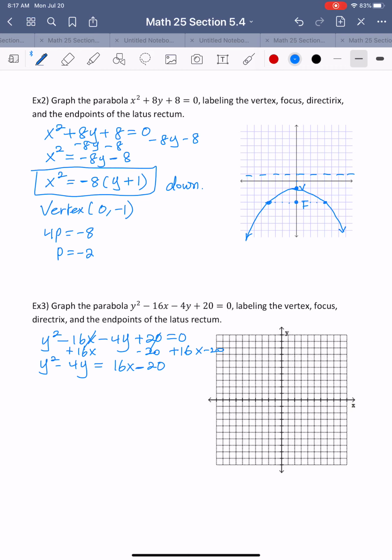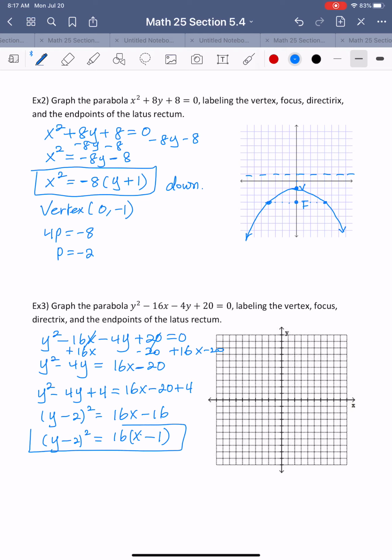Okay, and then I need to complete the square. So y squared minus 4y. I need a plus 4 to complete the square, so 16x minus 20 plus 4, adding the 4 on both sides. Now the left side becomes (y minus 2) squared. And then on the right side, you get 16x minus 16. And then in order to get the vertex, you need to factor out the 16 so that the x inside has coefficient 1. So 16 times (x minus 1).